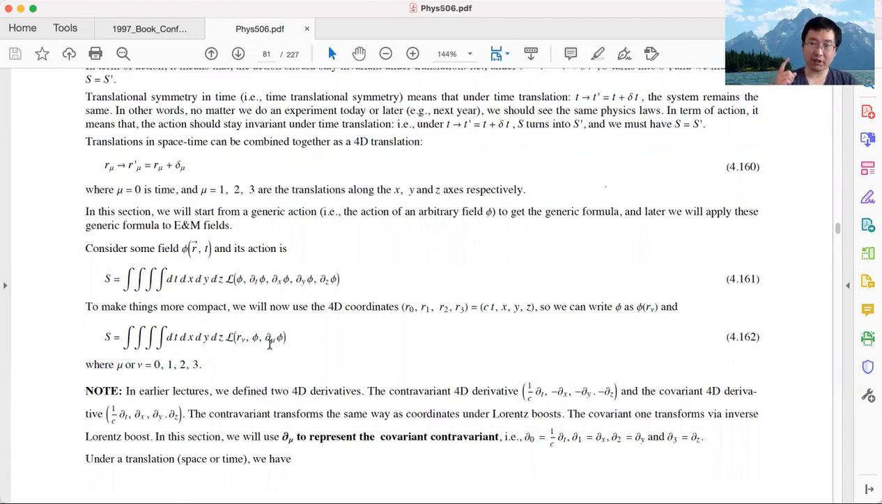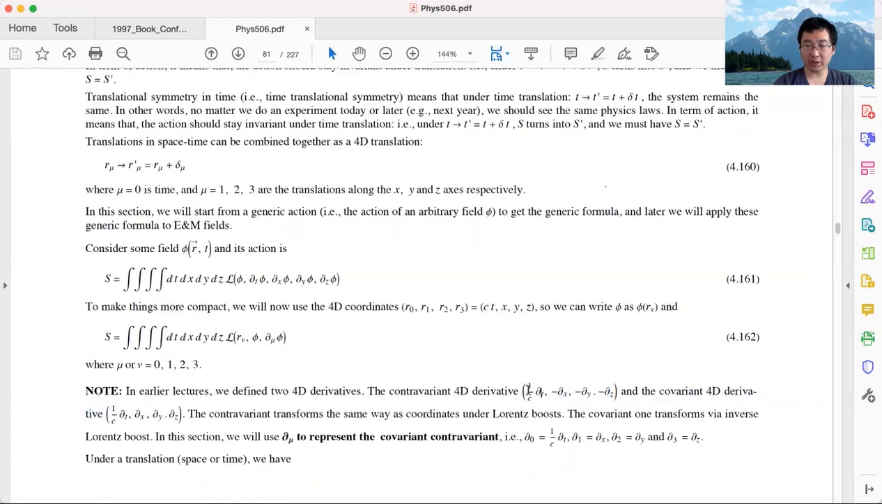In the earlier lectures, we showed two different definitions of four-dimensional derivative. One of them is the so-called contravariant 4D derivative. That's 1 over c partial t minus partial x minus partial y minus partial z. And we also mentioned another 4D derivative, the so-called covariant 4D derivative. It's almost the same thing, but the spatial derivatives don't have the minus sign in front. Most of the time in the earlier lectures, we are using the contravariant 4D derivative.